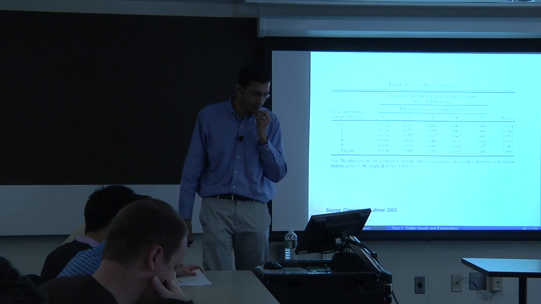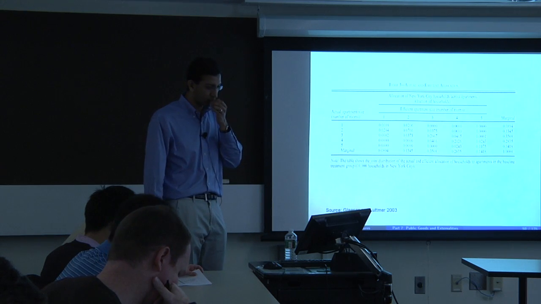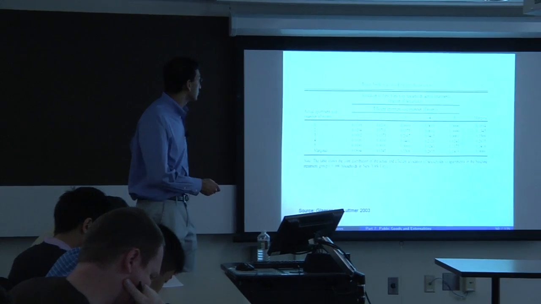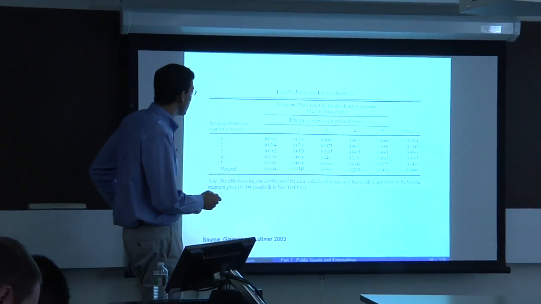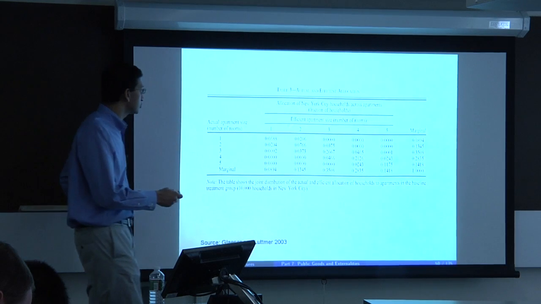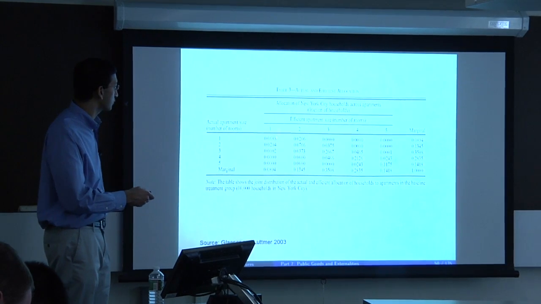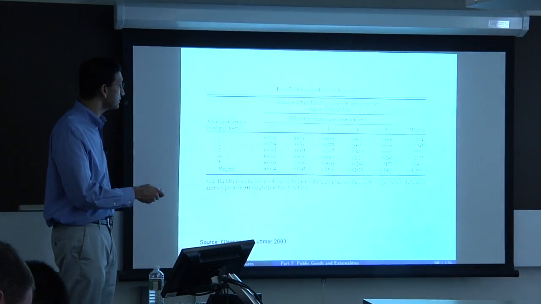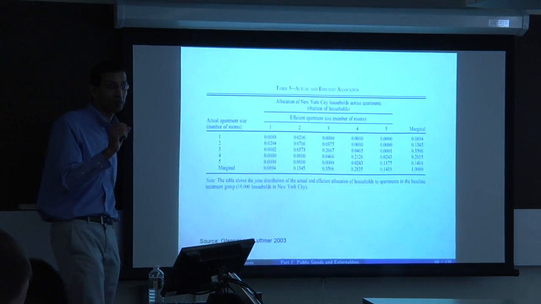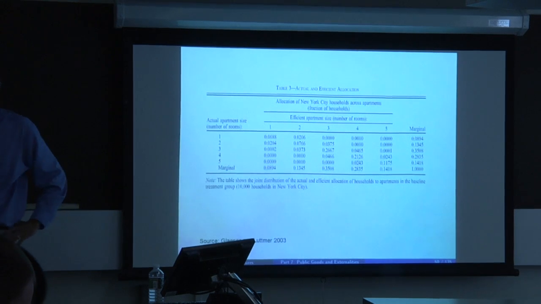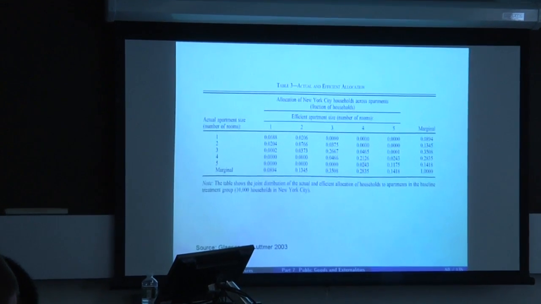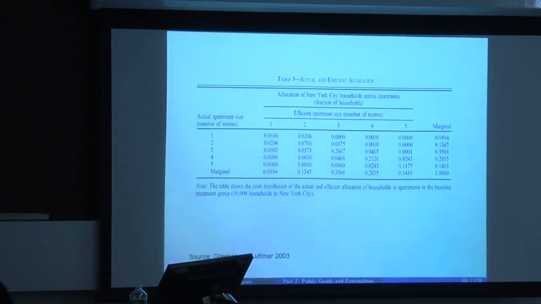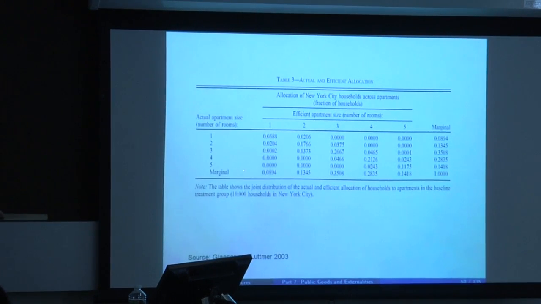So let's see what their data looks like in New York. So this matrix compares, it looks at the allocation of people across cells of efficient apartment size. So this is the apartment we think they should be in, given their demographic characteristics based on this model they fit, against the actual apartment that they're in.